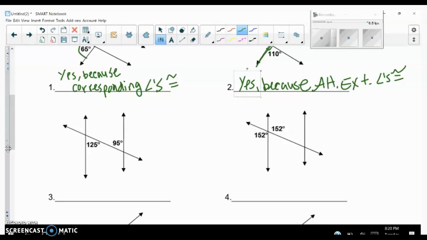Scroll down just a little bit. Do a couple more examples. 125 and 95. Obviously not drawn to scale. Now it looks like the lines are parallel, but what kind of angle relationship would this be? Well, we have two angles that are both inside the lines here, and they're on opposite sides of the transversal. So these would be an example of alternate interior angles.